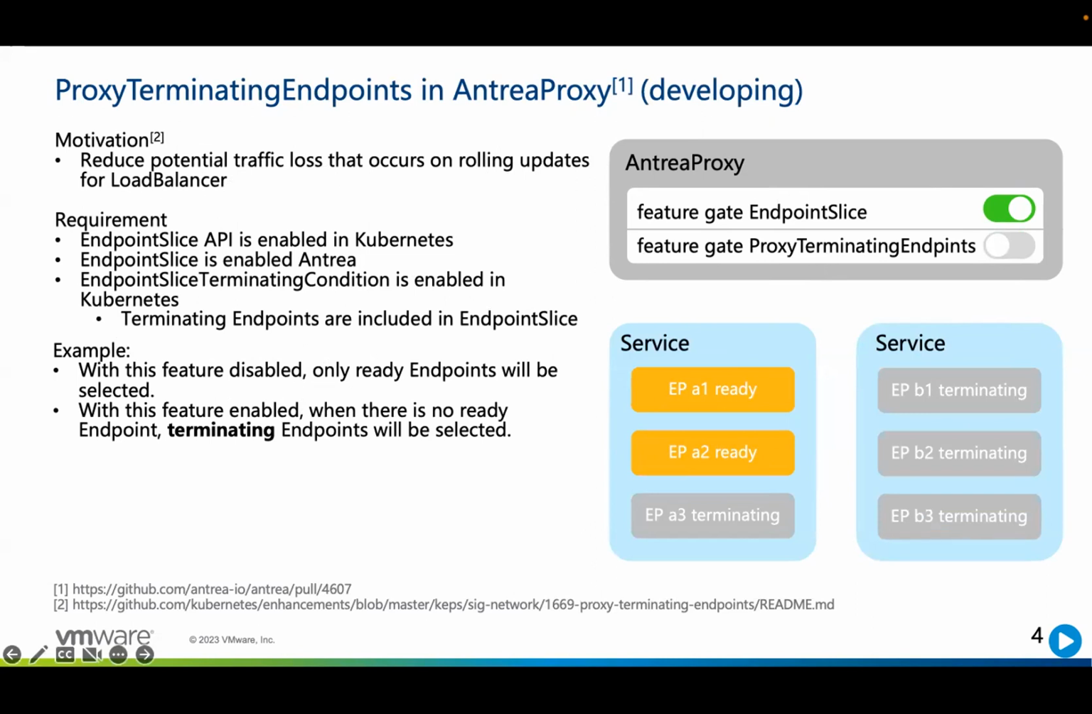This feature is used to reduce potential traffic loss that occurs on rolling updates for load balancers. In simple terms, without this feature, only ready endpoints will be selected. When a service has ready and terminating endpoints, we only select ready endpoints, and without any ready endpoints, the service will not have backend endpoints.